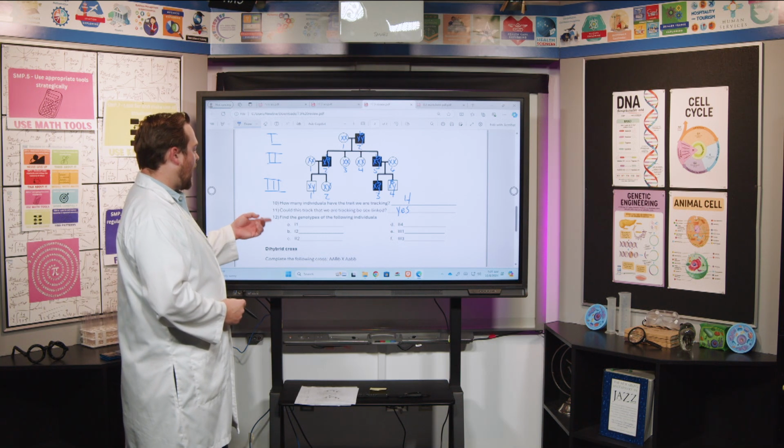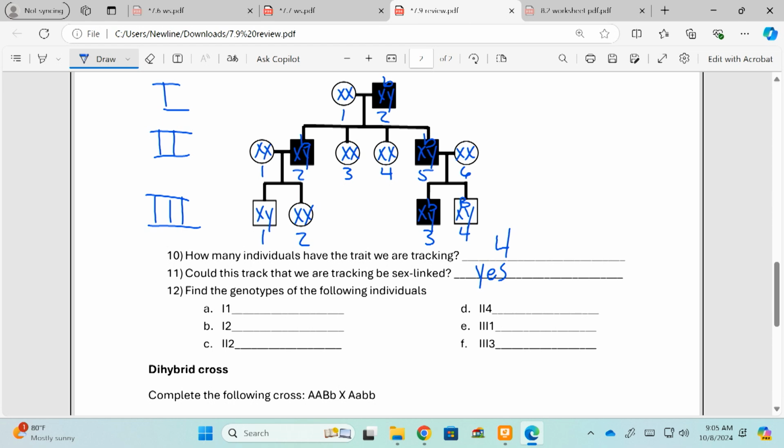Okay, so letter A says 1-1. We want to know what the genotype for this individual is. Here's what's going on. Again, we're not really sure what goes over the X's, but we can figure it out. When you're looking at the boys here, their sons, the Y is coming from dad.